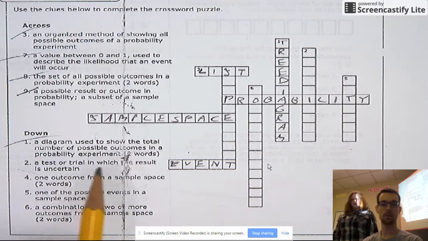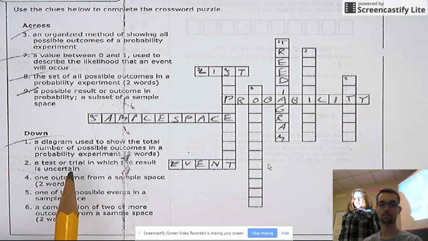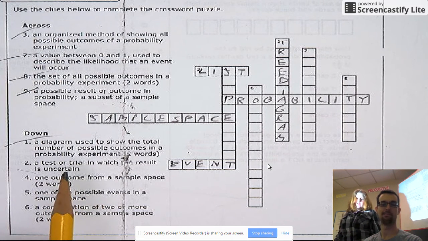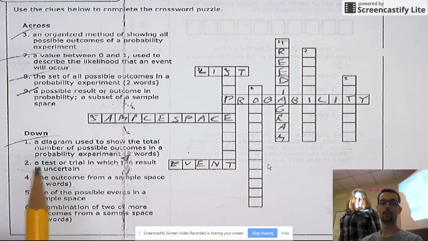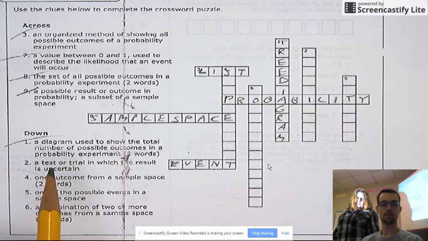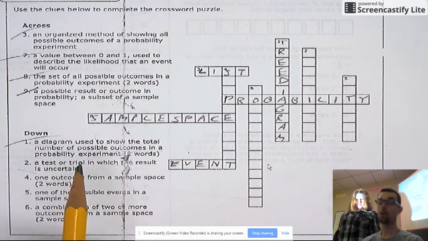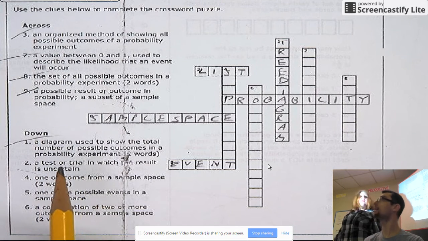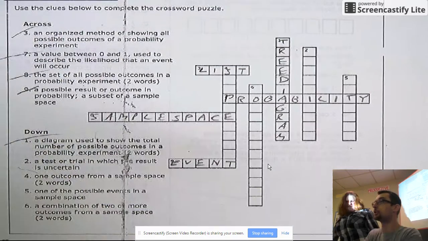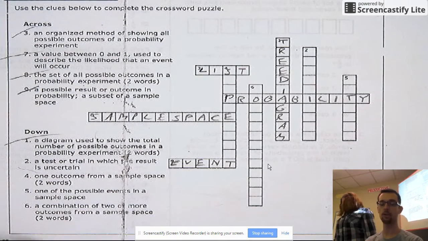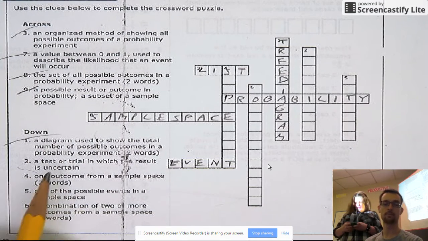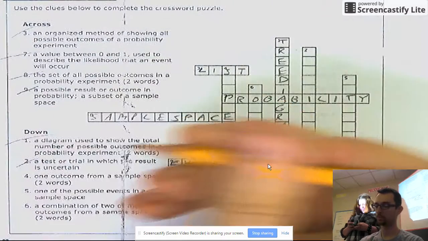What's a test or a trial in which the result is uncertain? We didn't really cover this word, but we talked about the probability of results. So when you have a test or a trial or a game in class, when I gave you a card, I said choose a card. That's called an experimental probability, right? Experiment. Yeah. So number 2 is experiment.